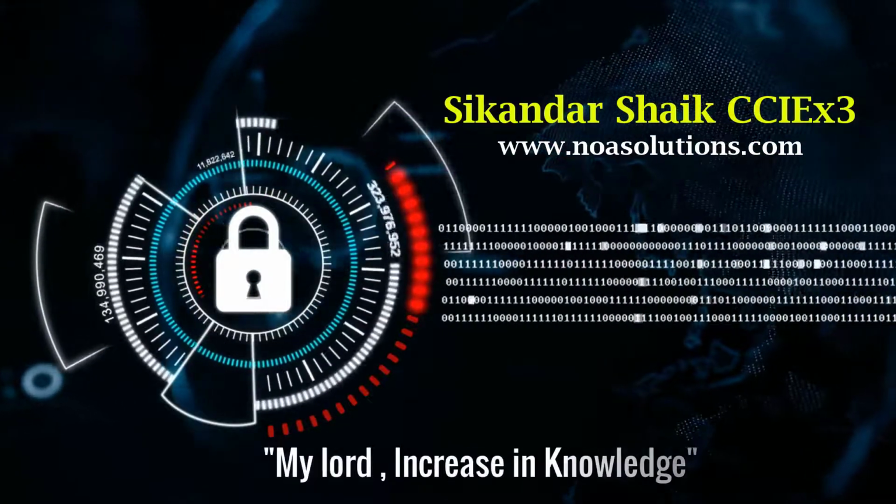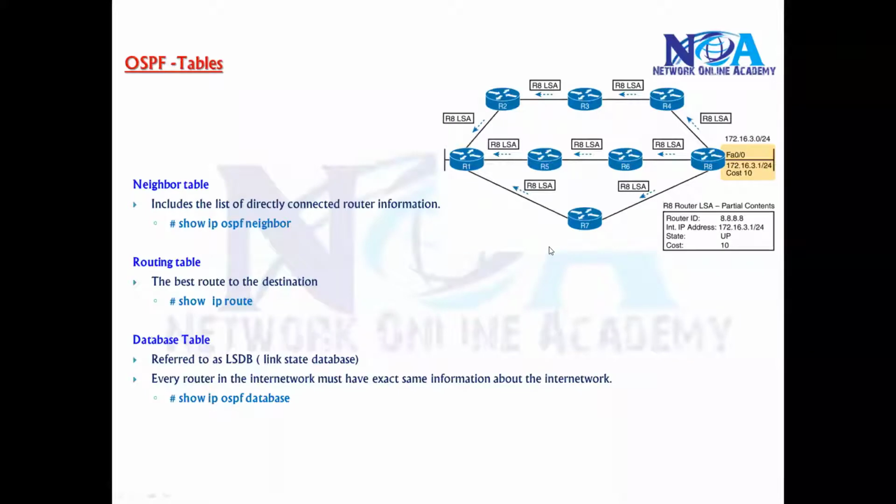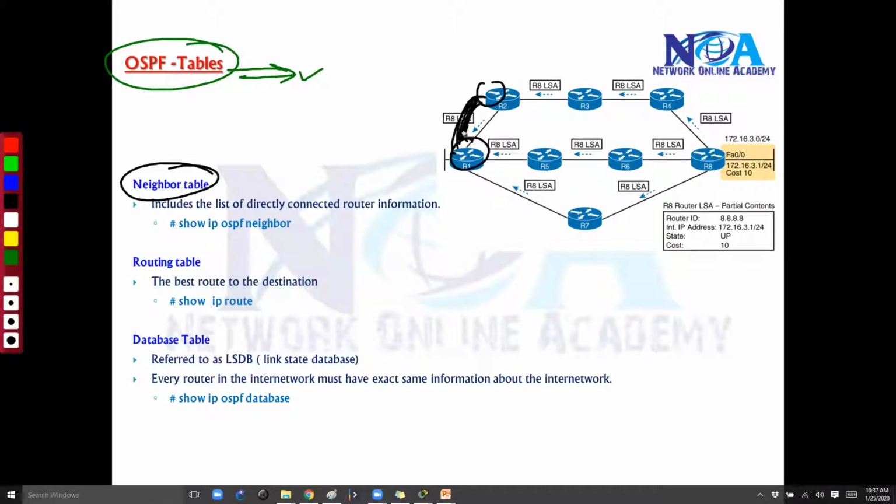Ar-Rahim, Rabbi zidni ilma. So the next thing we'll talk about is OSPF tables. Now, OSPF tables, like we have seen already in the previous sessions. In the first stage, before the routers exchange their own information or the database, the first step is they need to establish the neighbor relationship, and that is done with the help of hellos.